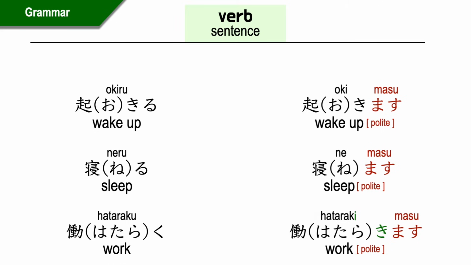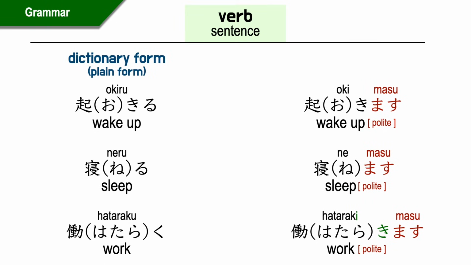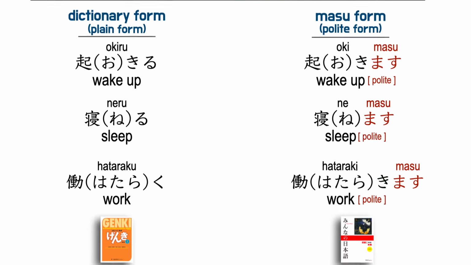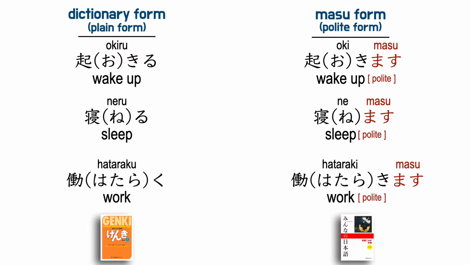The original forms of the verbs are called dictionary form. The politer ones with ます are called ます form. And みんなの日本語 teaches every verb in ます form, whereas 元気, which is another popular Japanese textbook, teaches every verb in dictionary form. So in this series, I will also teach you every verb in ます form. We will learn how to conjugate ます form back to dictionary form in lesson 18.